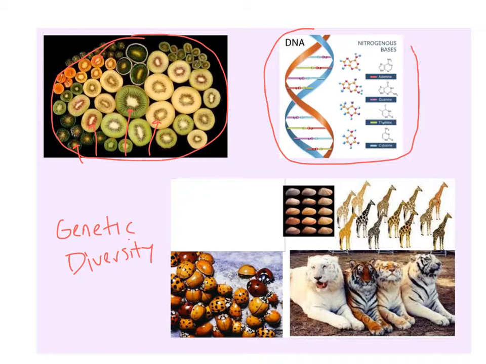Everything living, remember that was one of the characteristics of living things, their genetic information is stored in DNA. And everybody's DNA is a little different. You can see these guys down here, these tigers. They're all the same species. They're all tigers.